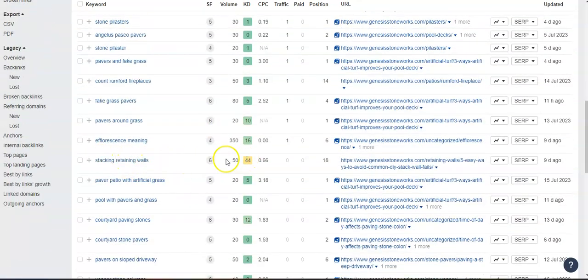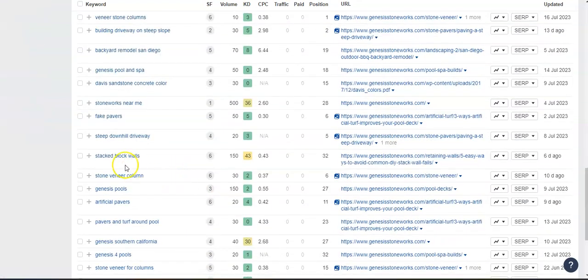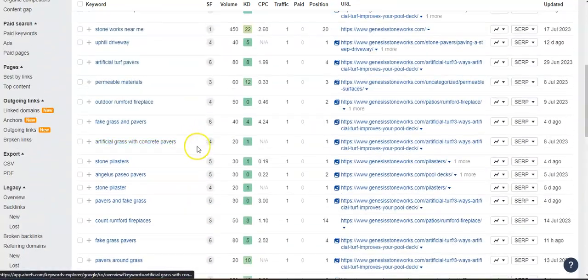Stacking retaining walls, 50 people look for that. Courtyard stone pavers, 20 people look for that. Pavers on slope driveway, 50 people search for that. Stacked block walls, 150 people search for that. So just giving you an idea of what people are searching for and how many times.